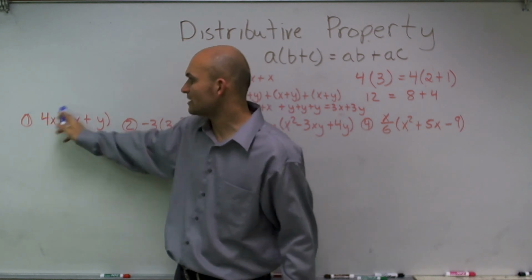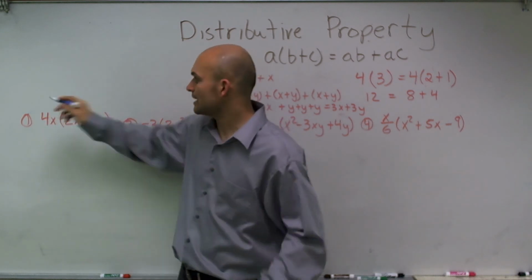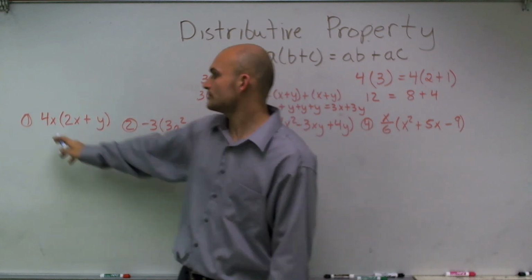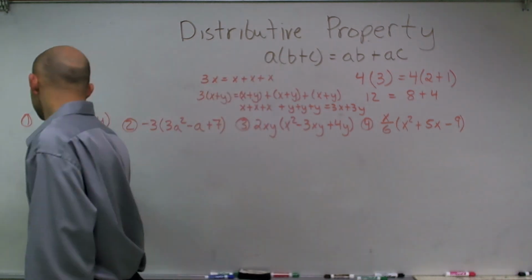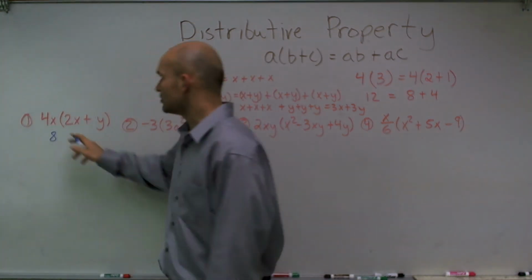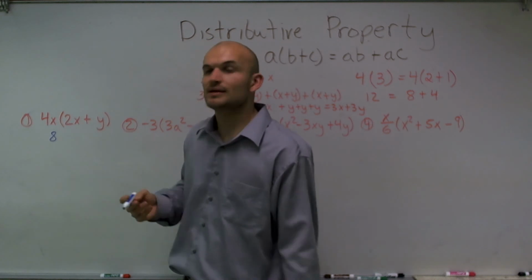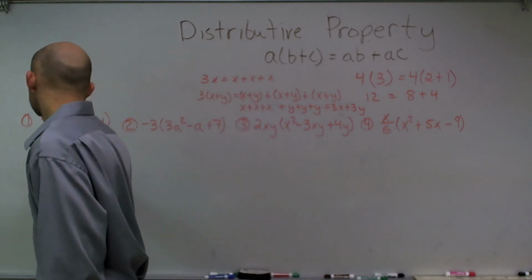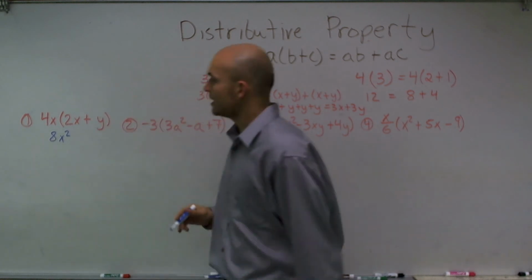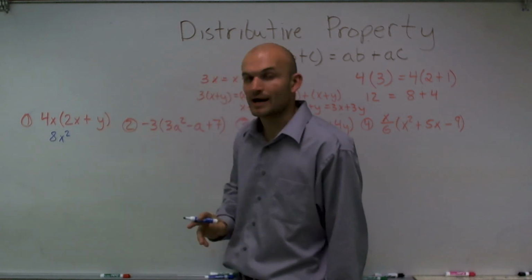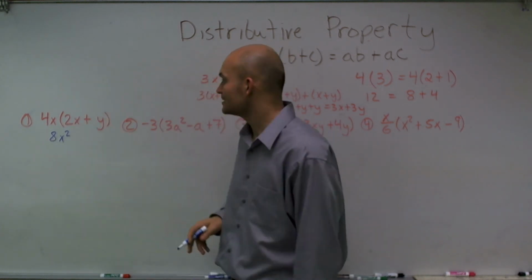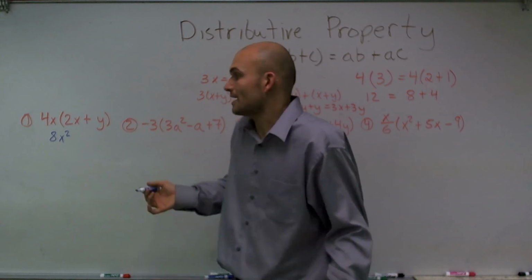So when I multiply 4x times 2x, I need to make sure that I multiply my coefficients. So it'd be 4 times 2, which is 8. And then I multiply x times x, which is going to give me x squared. Then I multiply 4x times y. So 4x times y is going to leave me with 4xy. I can't simplify that anymore.